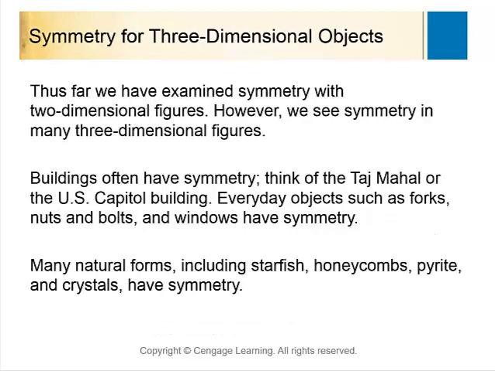So there are three-dimensional symmetry figures. If we look at the Taj Mahal, the U.S. Capitol building, forks, nuts, bolts, windows, they all have a type of symmetry. We also have naturally occurring objects or things that have symmetry, such as starfish, honeycombs, crystals. Love to look at those.